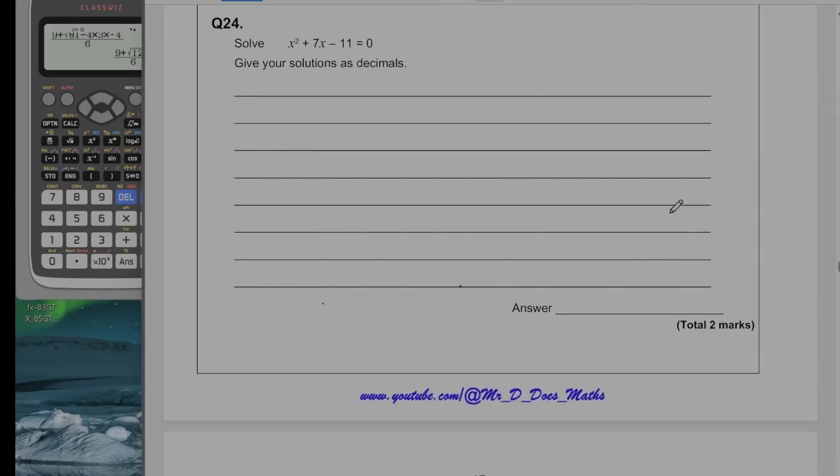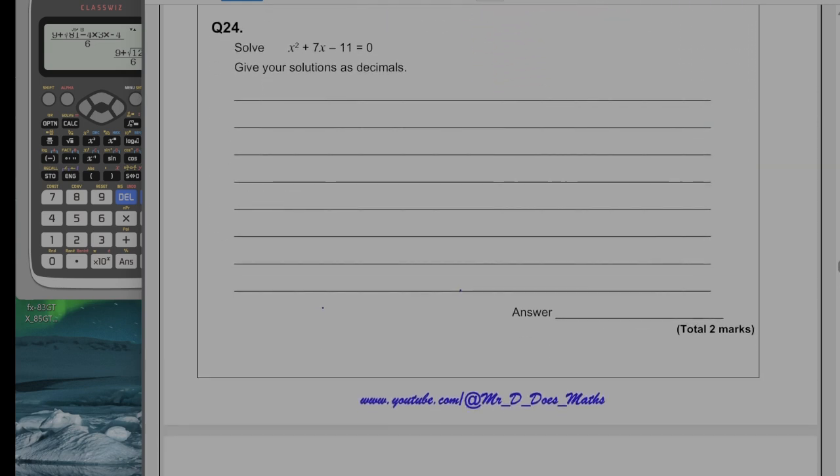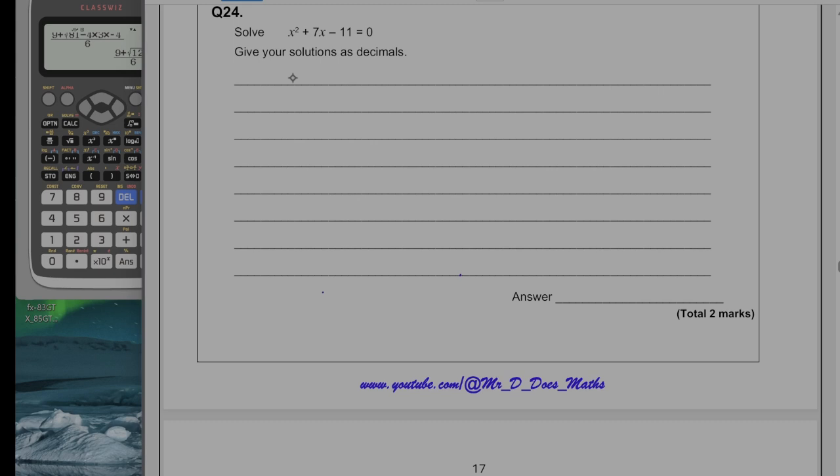Right, question 24. Solve x squared plus 7x minus 11 is equal to 0. Give your solution as decimals. So again, I've just done the quadratic formula, so I'm going to do this by completing the square. To do that, I'm going to say that that's going to be x plus half of this coefficient, so 7 over 2, all squared.